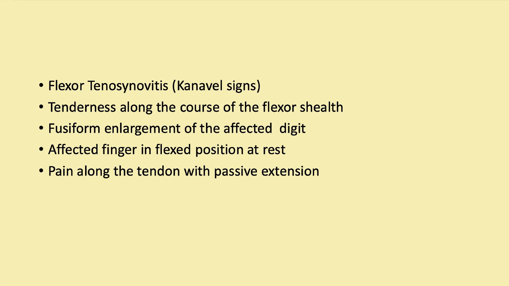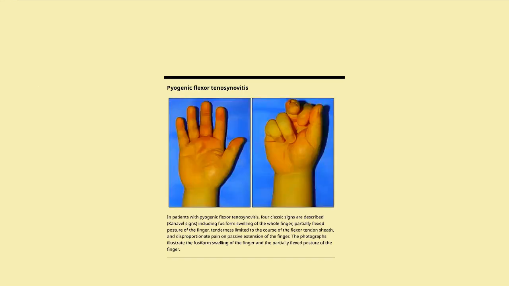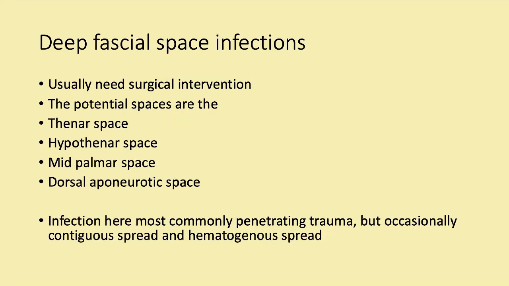For flexor tenosynovitis, clinically, there are pathognomonic features. Because of the inflammation affecting the sheath of the tendon, the patient will feel pain along the sheath of the flexor tendon. There's usually a uniform or fusiform enlargement of the affected digit. The finger appears to be in a fixed, flexed position at rest. This is an illustration of a patient with flexor tenosynovitis, showing the Kanavel signs. For deep fascial space infections, there are potential spaces deep within the palmar region of the hand.